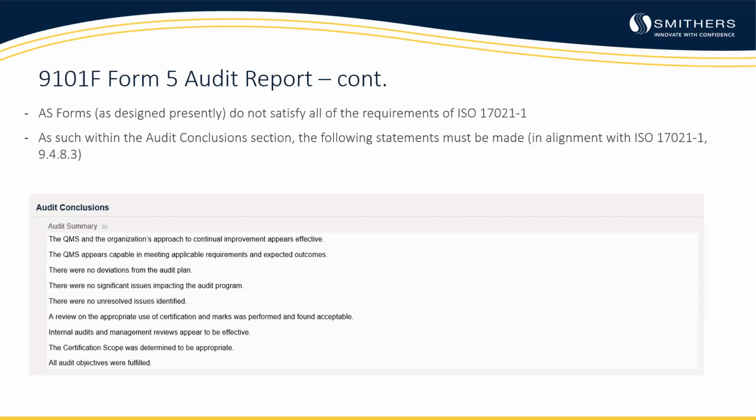A review on the appropriate use of certificate and marks was performed and found acceptable. Again, that's a reference back to SQA 67. Internal audits and management reviews appear to be effective. That is a requirement right out of 1721-1. Certificate scope was determined to be appropriate. And finally, all audit objectives, again, as referenced up in the section in Form 5, were fulfilled.